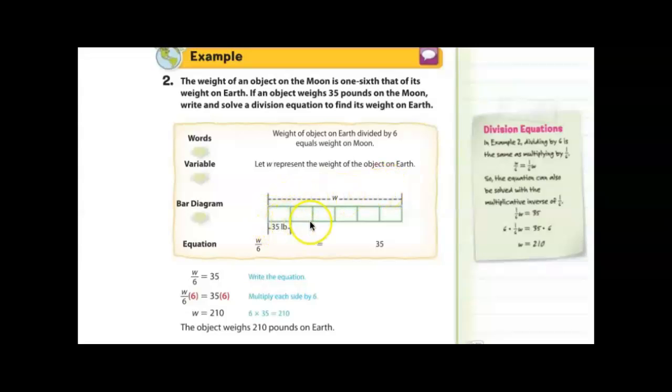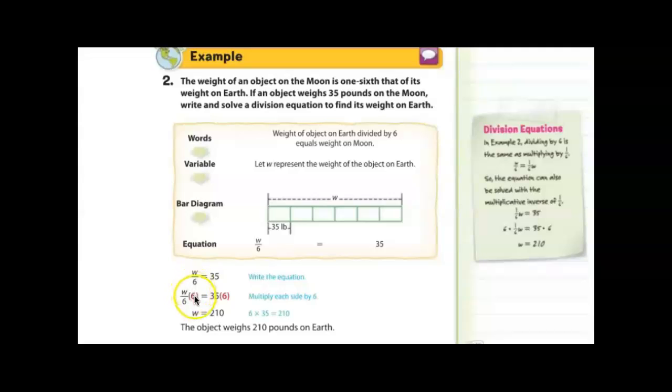And we know that 1, 2, 3, 4, 5, 6 sections, and each section is 35 pounds. So the weight of the object on Earth divided by 6 is equal to 35. That's going to be the equation. So in order to get that W by itself, we're going to write W over 6 equals 35, and we're going to multiply both sides by 6.